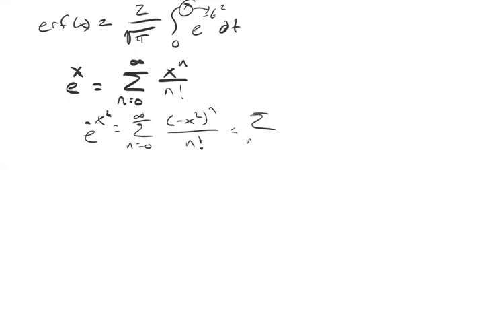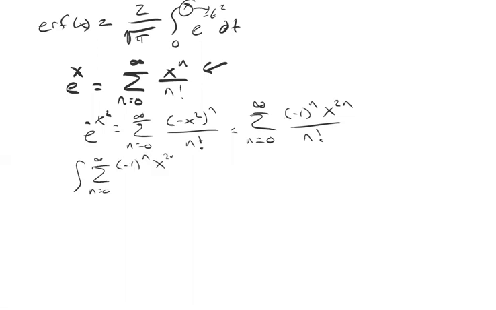And that's equal to the sum from n equals 0 to infinity of minus 1 to the n, x to the 2n over n factorial, just using properties of exponents there. Okay? And then, since we already know that this converges for all possible values of x, we did that last problem, we can go ahead and integrate term by term. That's the same thing as moving the integral into the sum here.